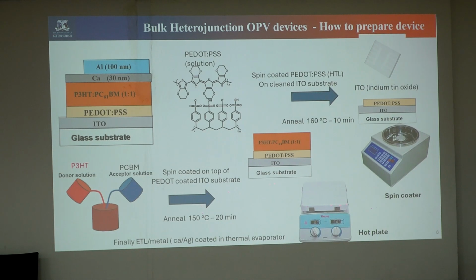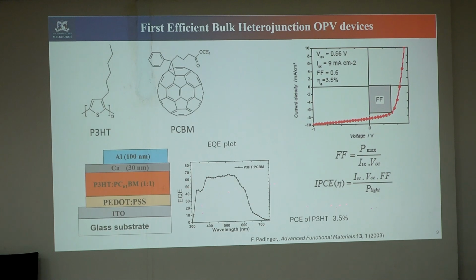Now, how do we make this bulk heterojunction? I said that we mix a solution and coat it on the device. We have already coated the P-type material, then we spin coat it and anneal it, because we need to get rid of all the solvent to make a film. Then we complete the device by coating with the electron transport layer and aluminum. This is the device fabrication process. Once the device is fabricated, we can see the donor-acceptor phase, and how to characterize it is another matter.